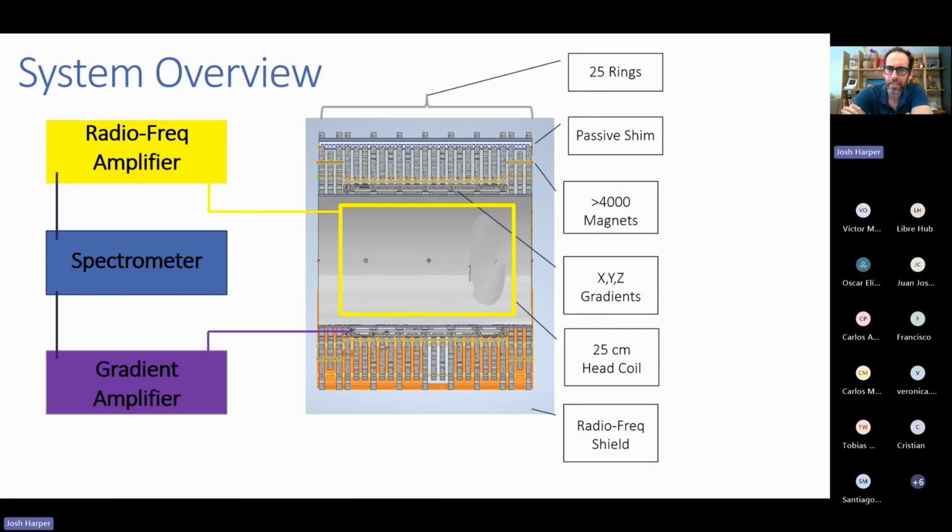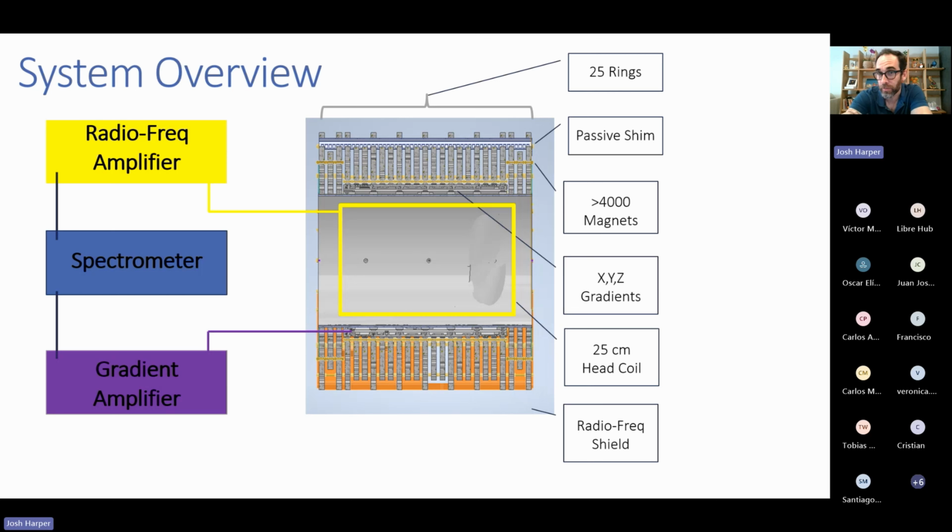And the system overview, it's an MRI system just like any other in many senses. So we've got radio frequency amplifier, spectrometer, gradient amplifier driving the electronics here. There's 25 acrylic rings that are CNC cut, and each ring has a number of 12 millimeter neodymium boron magnets. In all, there's over 4,000 magnets in the system. So this is a bit tedious and a bit time consuming to build, which we'll talk about in a minute. But if you have a little patience, just about anybody can get through that part.